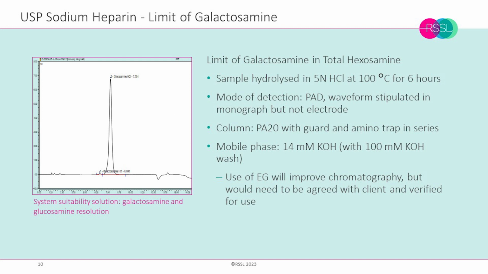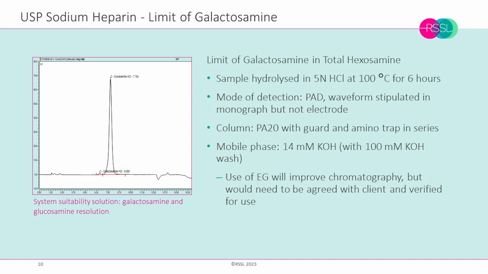This slide shows another example from the USP, a limit test for a known impurity, galactosamine, within sodium heparin. The sample is hydrolyzed in hydrochloric acid at 100 degrees Celsius for 6 hours, resulting in the breakdown of the polysaccharide. The test checks that the concentration of galactosamine observed under these conditions is less than the permitted specification. Pulsed amperometric detection, or PAD, is used for this test. The monograph stipulates the waveform that should be used, but not other details, for example, the type of electrode, which means there is some flexibility in hardware configuration.